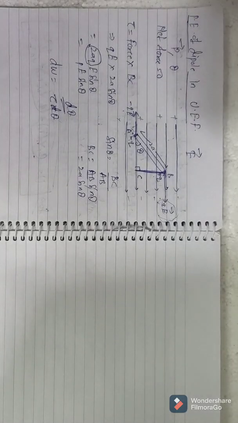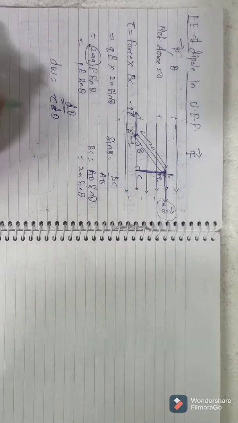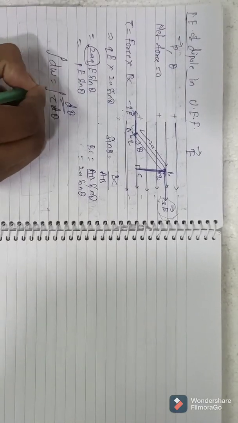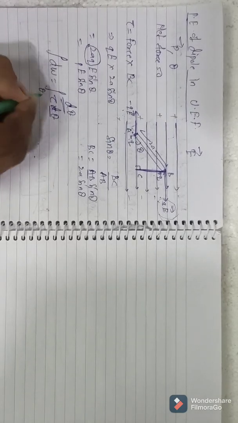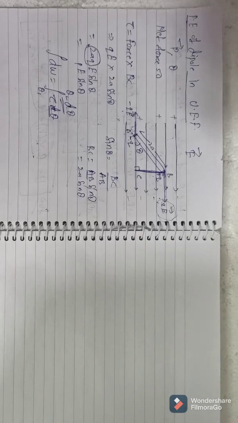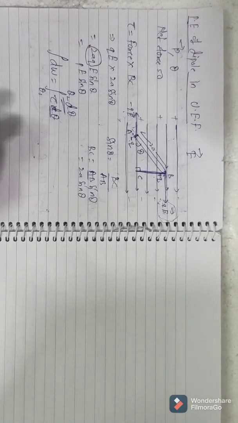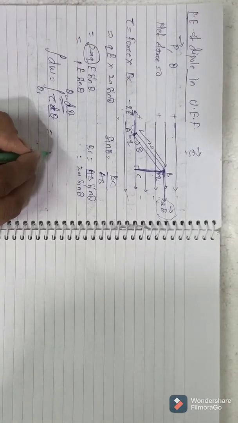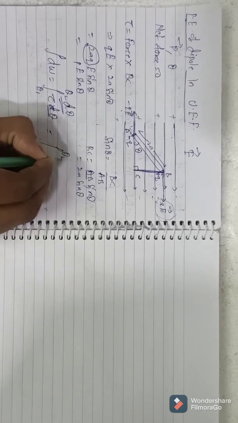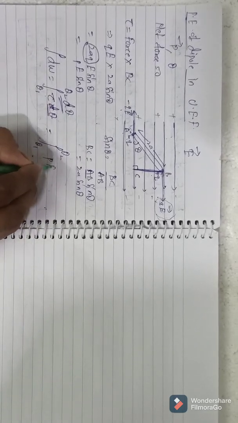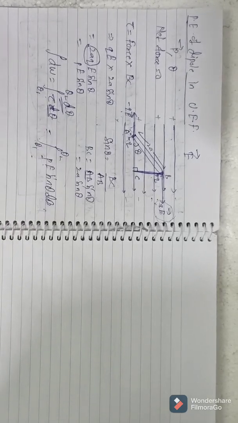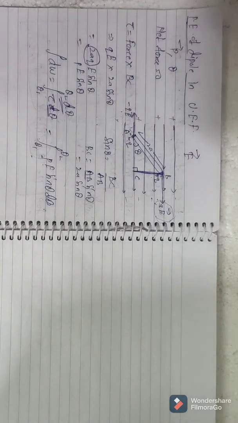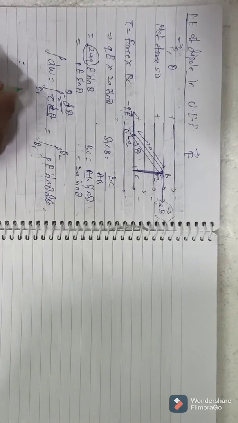Okay, but we need to find W, so in order to do that, we need to integrate it. We will integrate both the sides. Here we need to integrate over theta, so we will give the limits from theta 1 to theta 2. The value of tau is PE sine theta d theta. You can see here P and E are constant terms that can be taken outside, or you can keep them inside also. It doesn't matter.